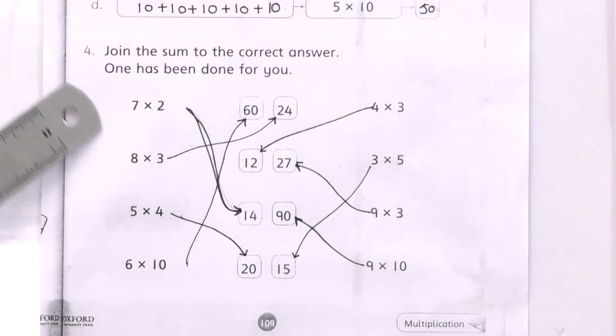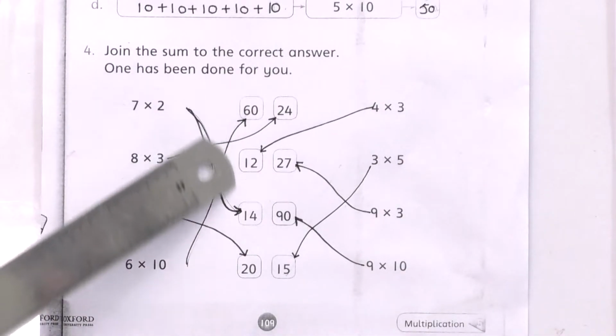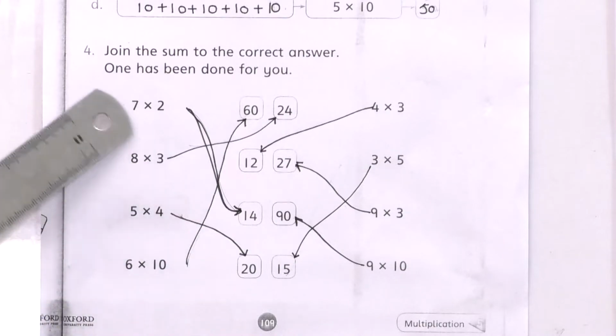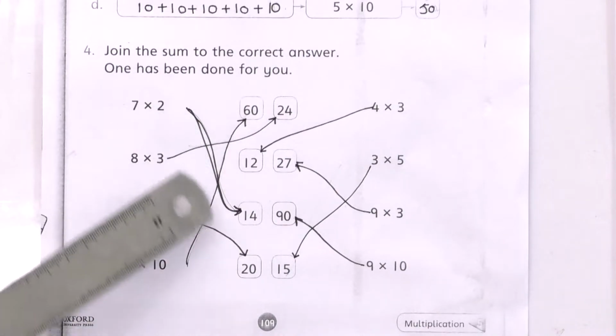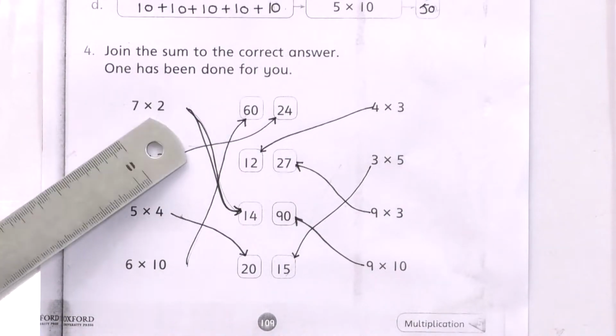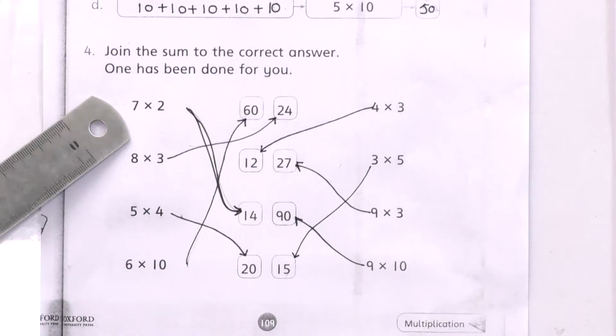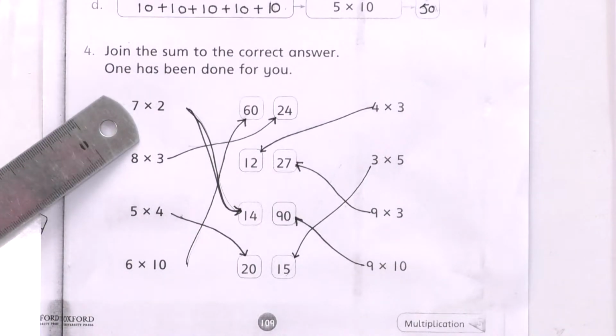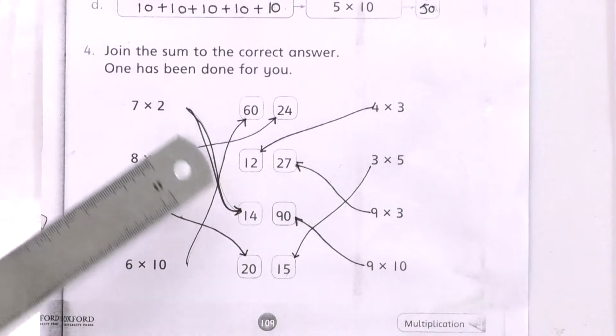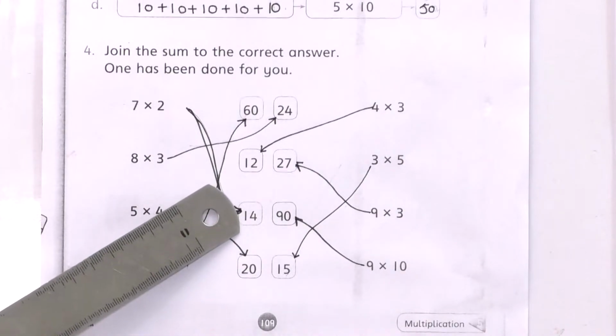You have to multiply these numbers and match it with the correct answer. 7 multiplied by 2 will become 14. This means that 2 has been multiplied 7 times, and when we multiply 2 seven times, we get the answer 14.